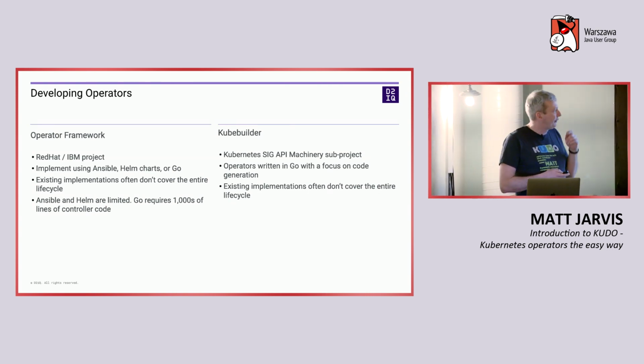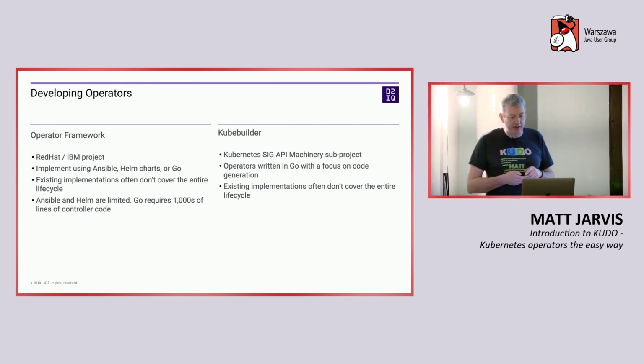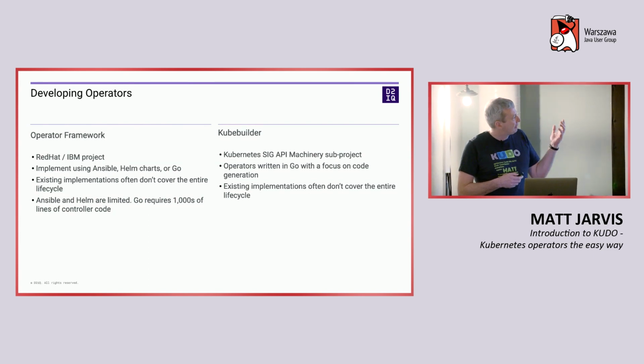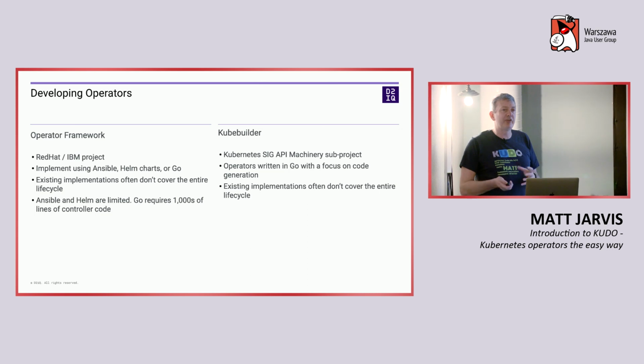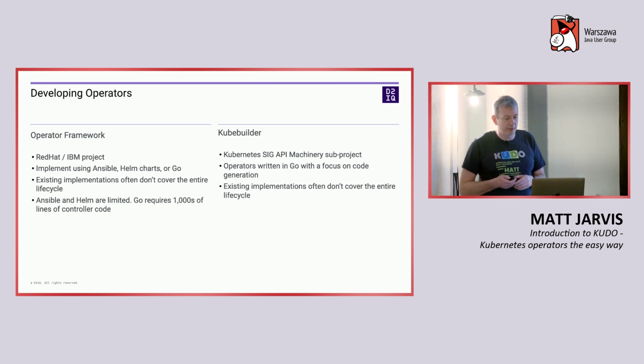And then there's the KubeBuilder project. That's part of the API machinery special interest group in Kubernetes. And it's focused on extending the Kubernetes API. And again, you need to write a lot of Go to build operators using this.